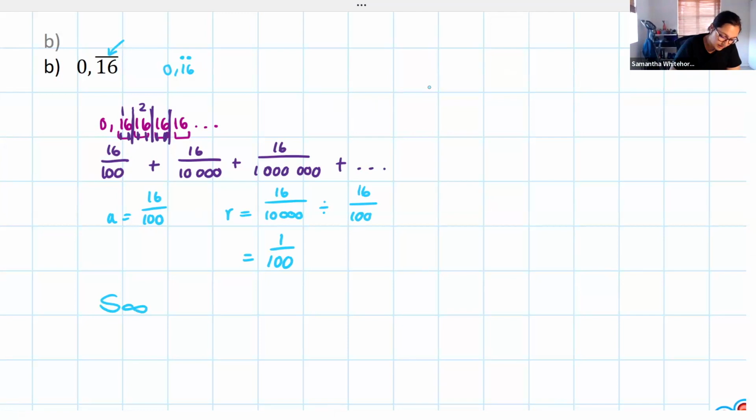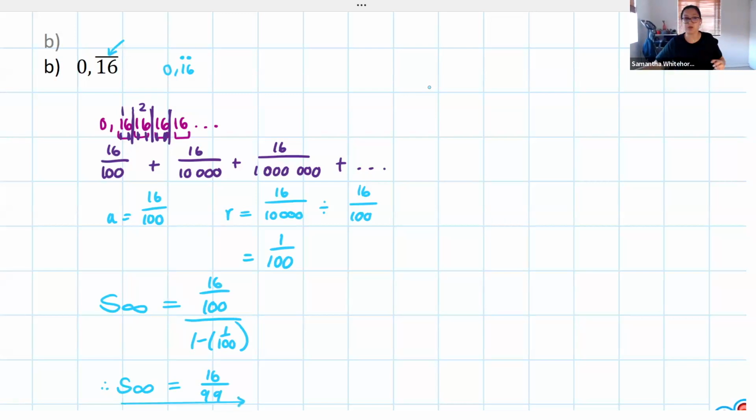And now I can put it into my sum formula. So sum to infinity is equal to A, 16 over 100, divided by 1 minus R. Remember, use brackets in your substitution, just in case there's a sign change. And you put that in your calculator. And once you do that, you get that your sum to infinity is equal to 16 over 99. Now, if I just type that into my calculator, 16 over 99 is 0,1616161616, etc. It does give me my recurring value.